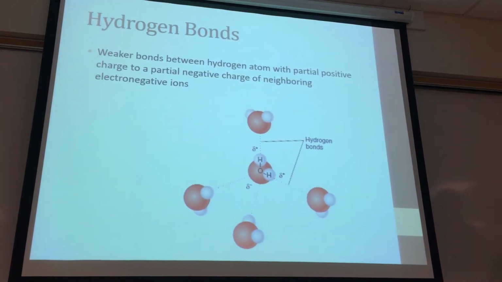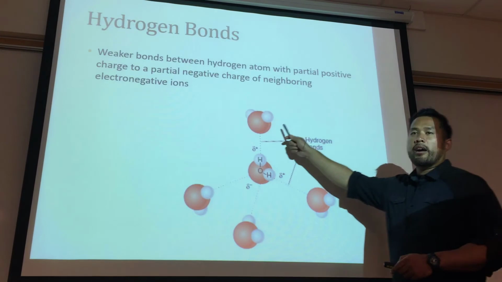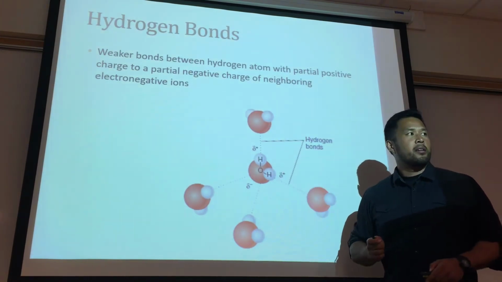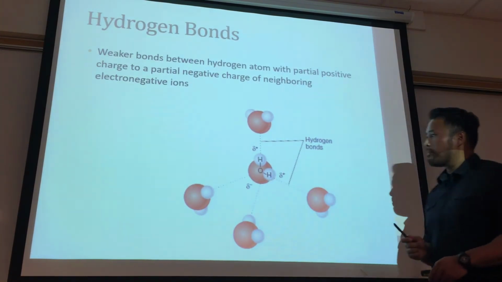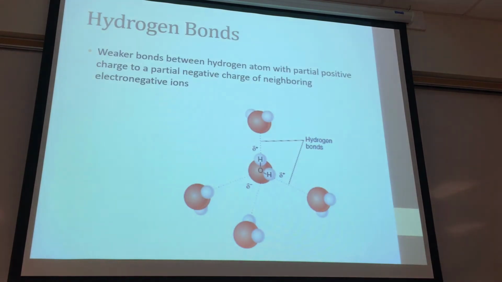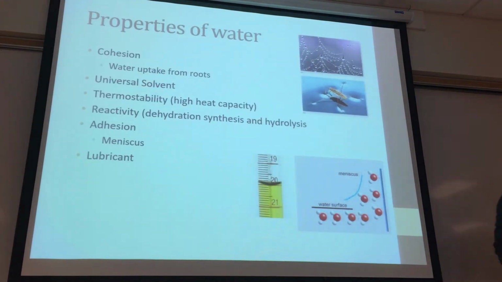And these are weaker bonds than the covalent bonds and the ionic bonds. In fact, they're fairly weak. But each oxygen atom can form 4 hydrogen bonds, 1, 2, 3, 4. So if you think of water molecules and they're constantly pulling on each other, there's a lot of properties to water that you can see. And you can see that on our next slide.